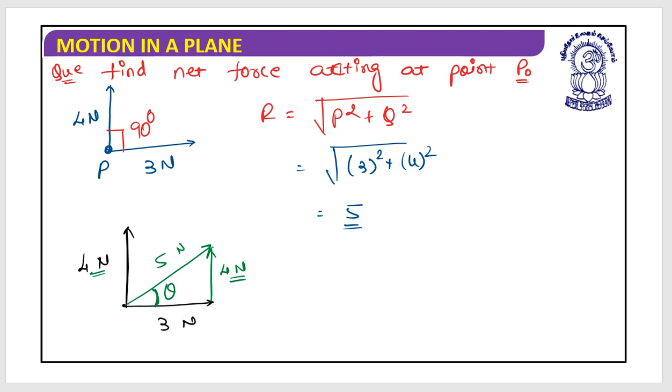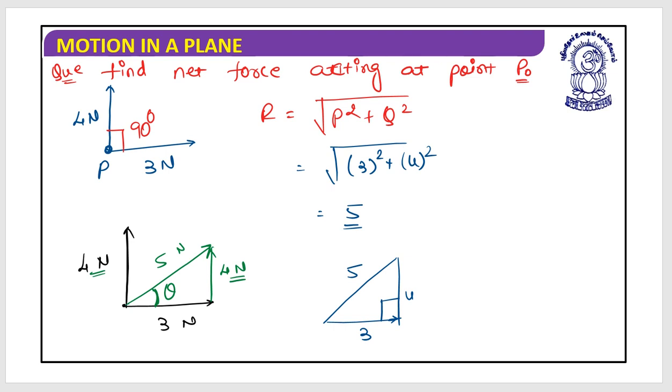Do you know magic triangle? No? Okay. Let me show you something. Suppose this is the triangle. This is 3, this is 4. It is obvious that this is 5. Yes? And you can see that this is 90 degree.